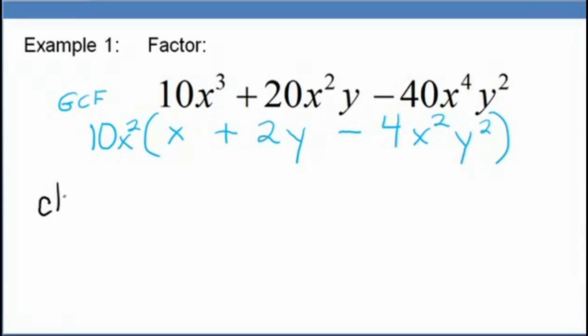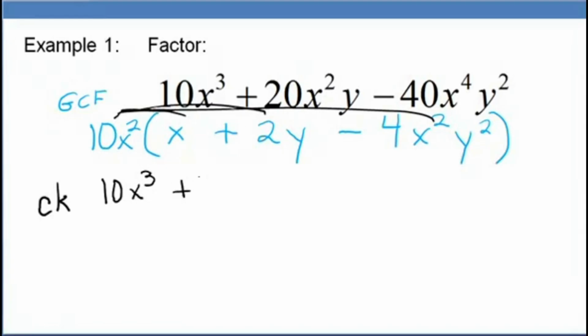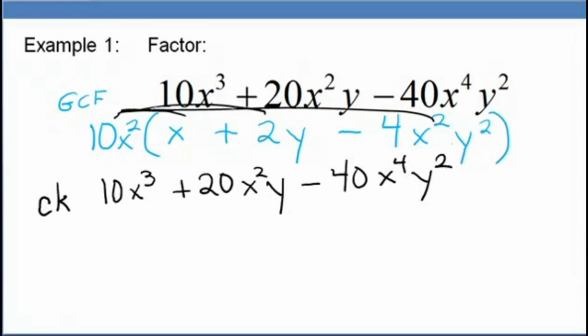So for our check, we're just going to distribute. So we will have 10x cubed. Remember the exponents add when you multiply. And 10 times 2 is 20x squared y. And 10 times -4, -40. And x squared times x squared will give us x to the 4th. And a y squared does match our original, so we're good. Now your answer is this line, your factored form, so it needs to be a product.